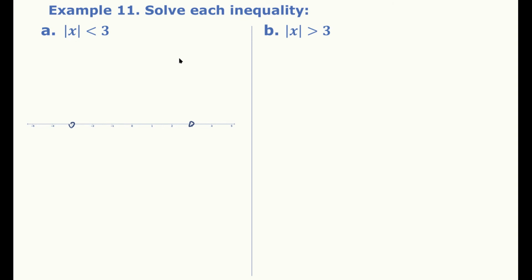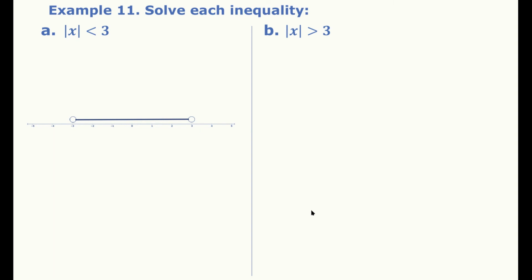Now, if this had said less than or equal to 3, we would have made closed circles here. But since we're looking only for the numbers whose distance from 0 is less than 3, we're only going to be looking at this region. So let me graph that, and you can go ahead and graph it, then we'll compare our answers. All right, so notice that we have open circles at -3 and 3, and then the segment joining them. So here what we have graphed is all real numbers between -3 and 3.